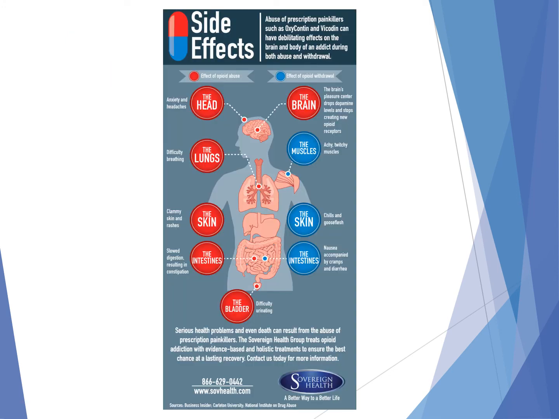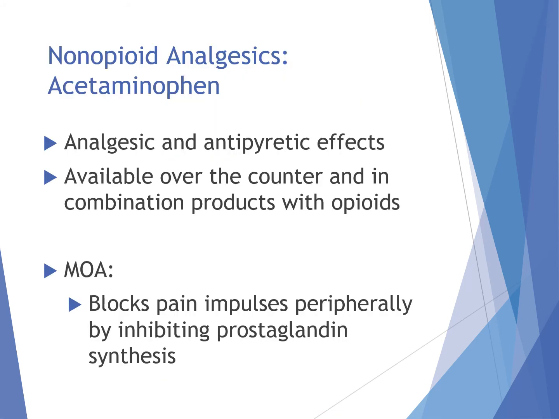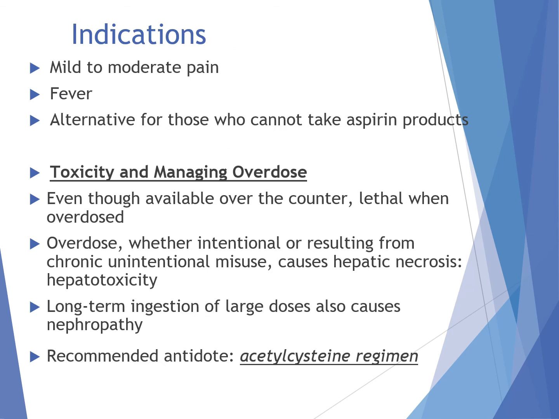Non-opioid analgesics, acetaminophen. It has an analgesic and an antipyretic effect. It's available over the counter and in combination products with opioids. Its MOA blocks pain impulses peripherally by inhibiting prostaglandin synthesis. Indications include mild to moderate pain, fever, and as an alternative for those who cannot take aspirin products.